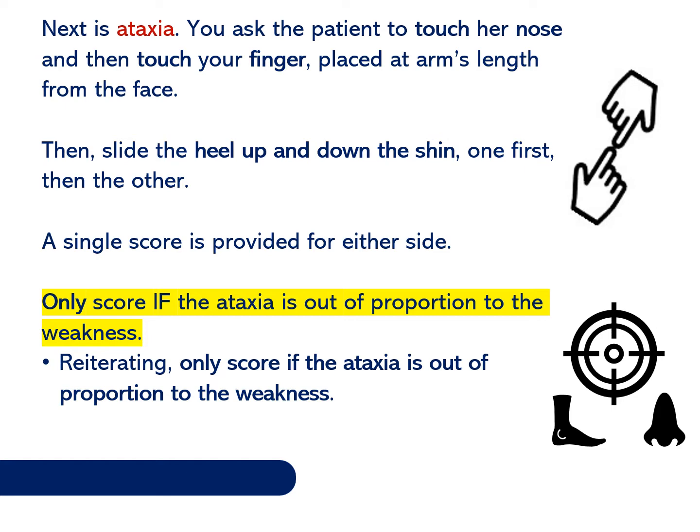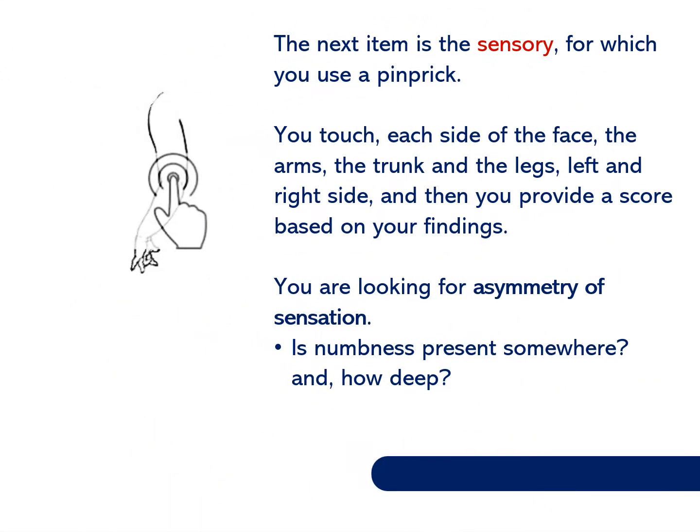A single score is provided if present on either side. Only score if the ataxia is out of proportion to the weakness. Bears repeating: only score if the ataxia is out of proportion to the weakness. The next item is the sensory, for which you use a pinprick. You touch each side of the face, the arms, the trunk and the legs, left and right side, and then you provide a score based on your findings. You are looking for asymmetry of sensation.